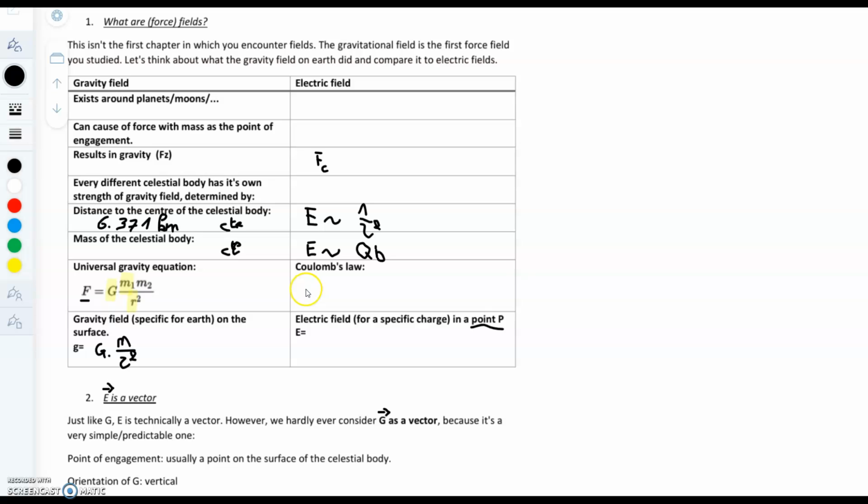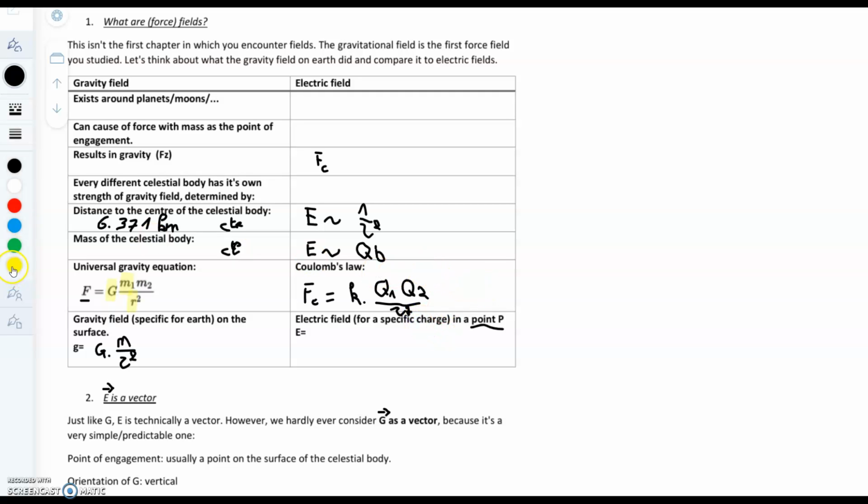In general, we also know what Coulomb's law was. We know the amount of force that exists between two charges. It was Coulomb's constant K times charge 1 times charge 2, divided by the distance separating the two squared in this case.